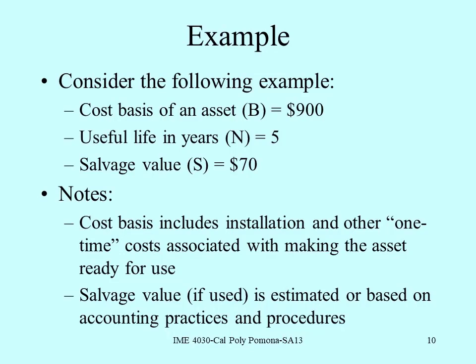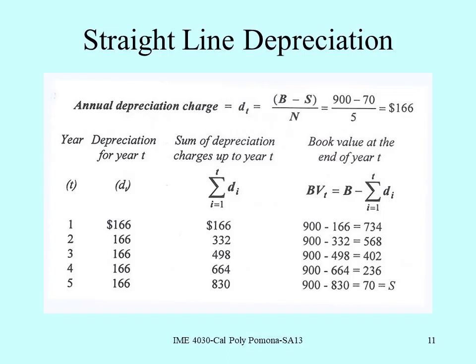Let's go to slide number 11, and we're going to start with straight line depreciation. It's the simplest one. We simply take the cost basis, we subtract the salvage value, and that's how much we're going to depreciate over the useful life. We divide that by the number of years, n, and we get a flat rate that we're going to depreciate every year. So in this example, it's pretty straightforward. 900 minus 70 divided by 5 years gives us $166 a year.